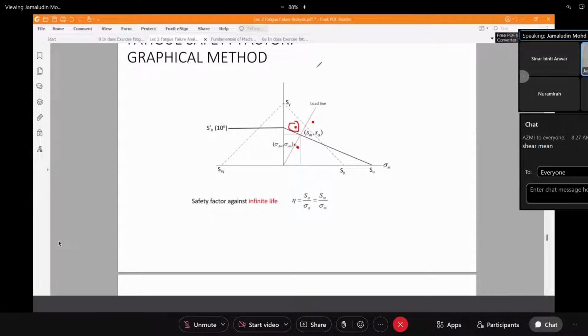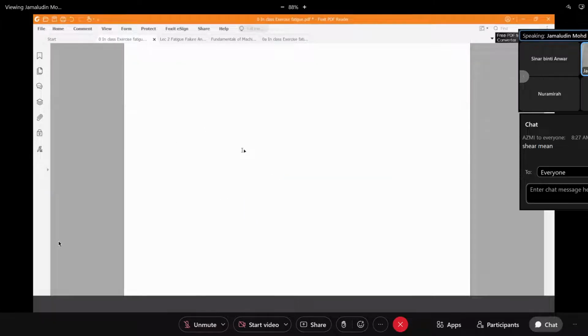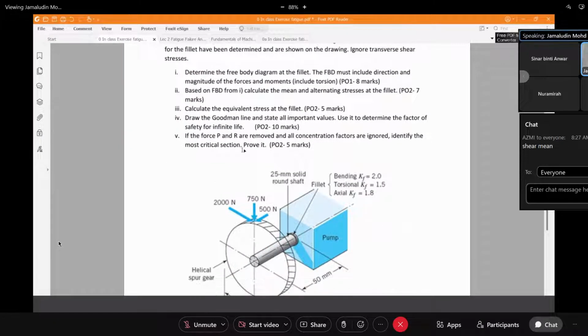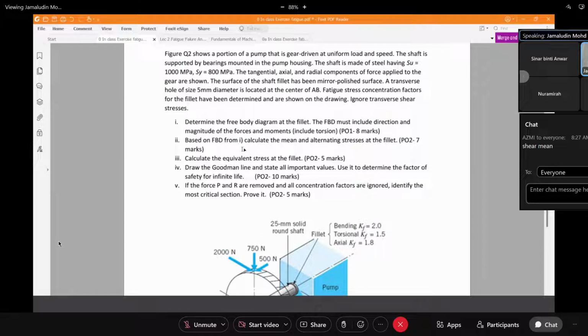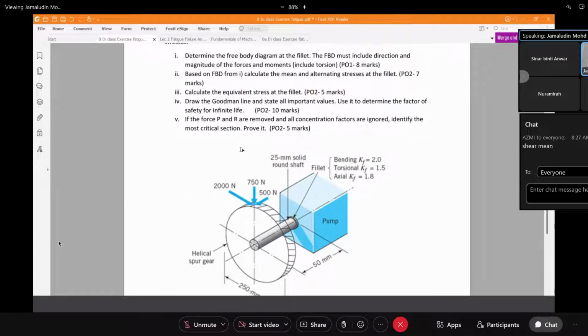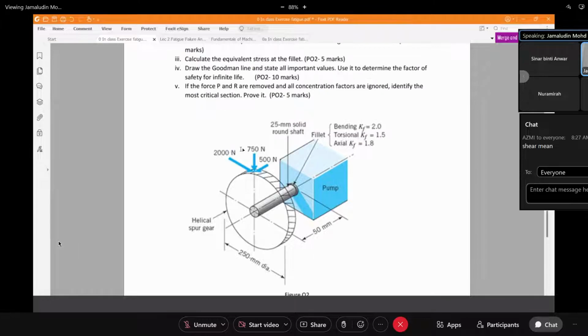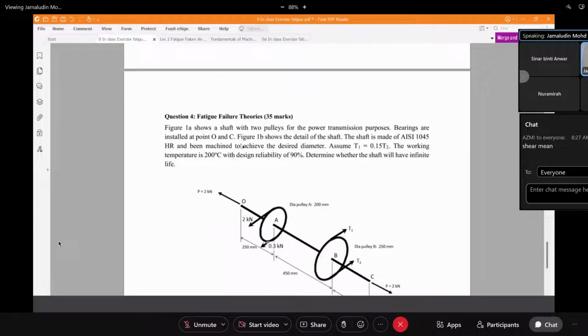That's it. Plot that thing. You got the answer to test your graphical method. Okay, right. I think for number 3, the main problem here is just a free body diagram. You proceed with this one as your exercise for training, and this one for number 4.